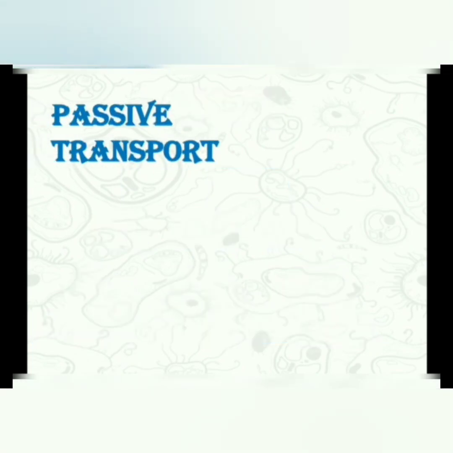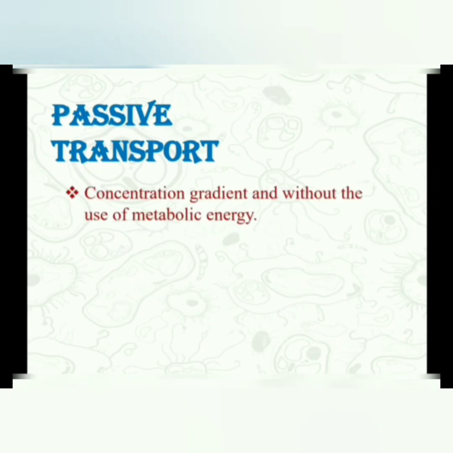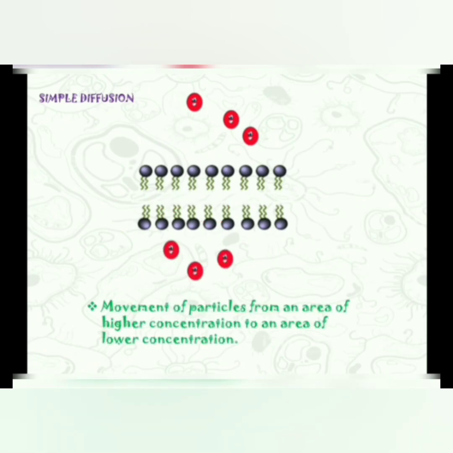Passive transport. Passive transport occurs along the concentration gradient and without the use of metabolic energy. Simple diffusion is the movement of particles from an area of higher concentration to an area of lower concentration. It does not require energy and membrane transport proteins. Example, transport of gases and soluble lipid molecules.